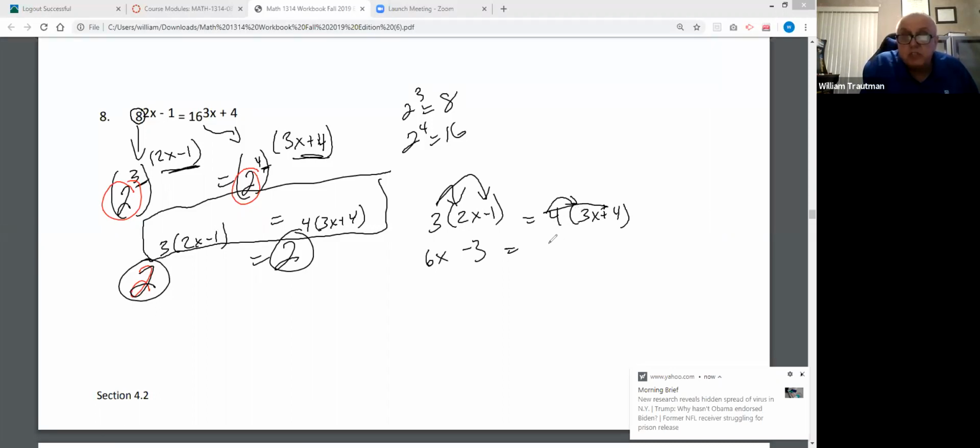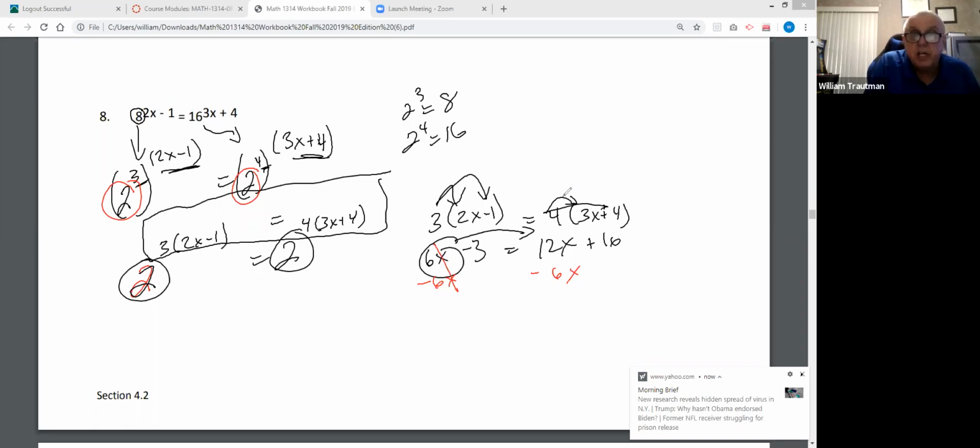4 times 3 is 12x, and 4 times 4 is 16. Okay, so we distributed. If you remember solving for x, you now have to get all the x's to one side using add or subtract. If you remember all your steps for solving x, I'm going to get this x to the other side. When you get all the x's to one side, you can only use add or subtract. So it's a positive 6x, so I'm going to subtract 6x from both sides.